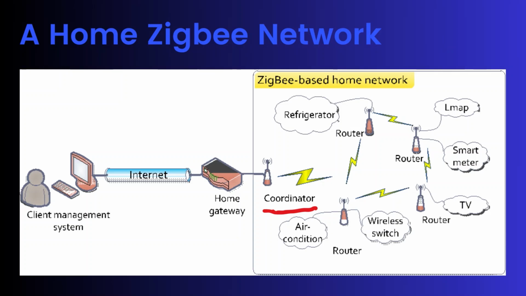In this diagram, on your left side, the client management system can be software deployed in a computer or a smartphone that is accessed over the internet. As you can imagine, it allows you to control your home while you may be on a holiday or in another country.